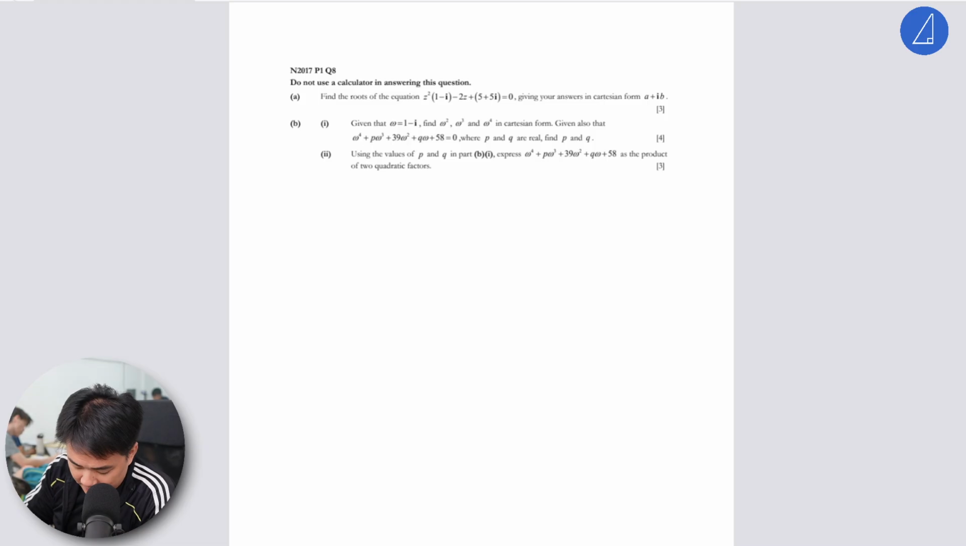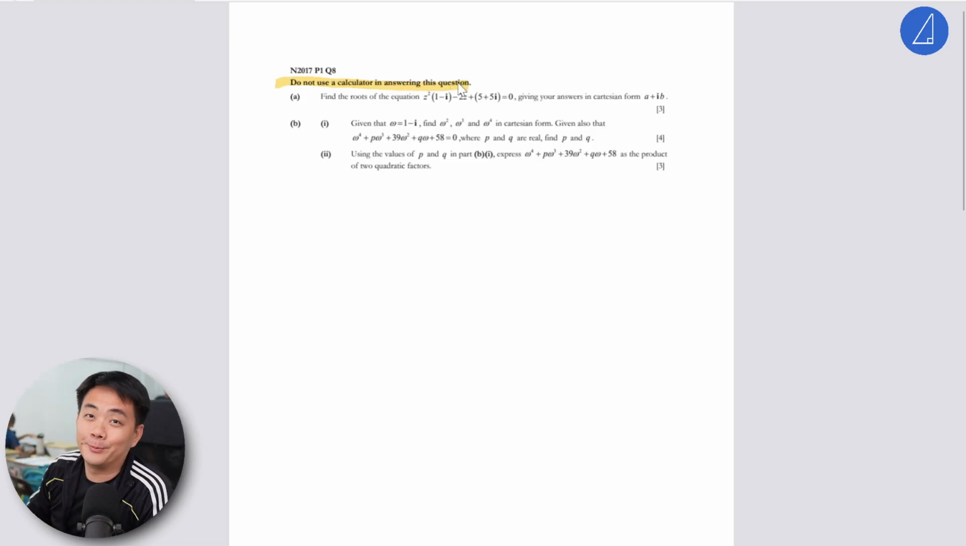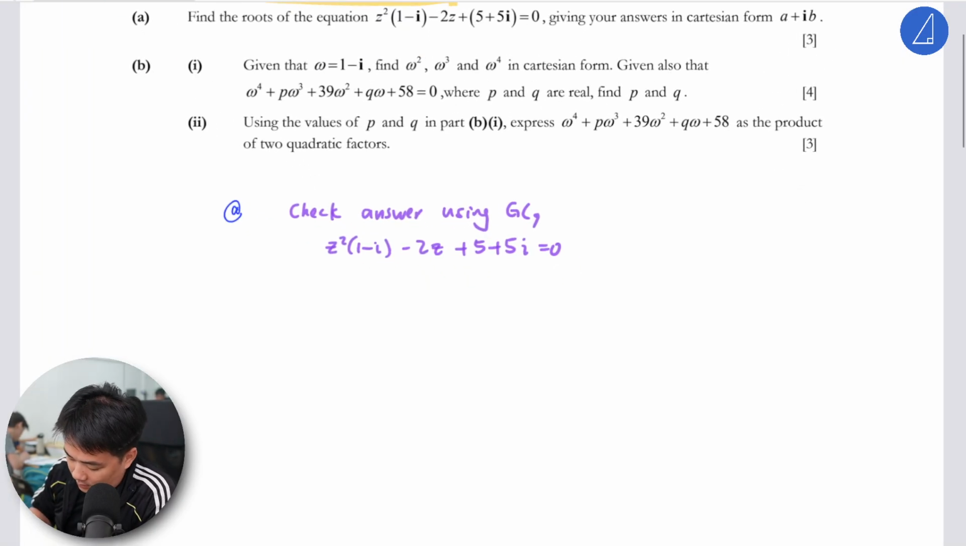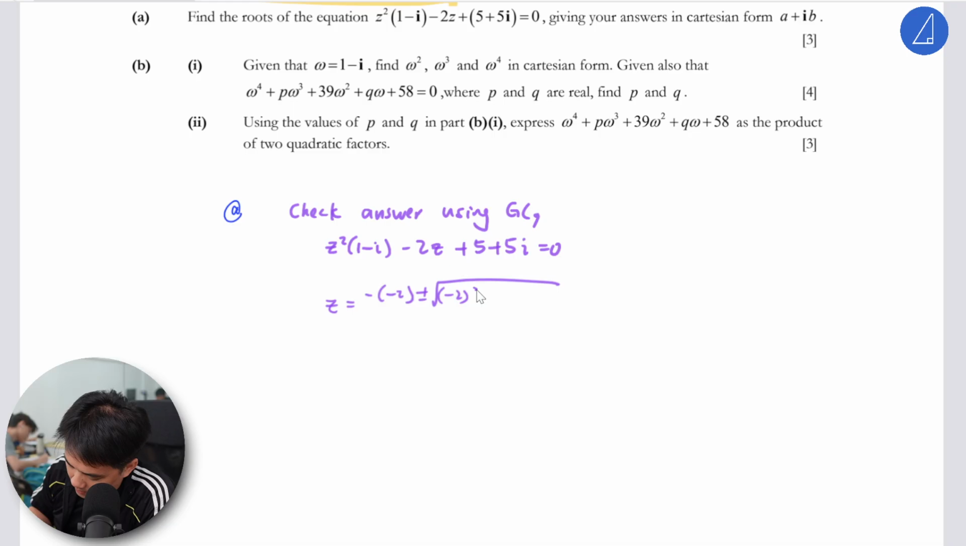Now I think the first thing to understand is, if they ask you not to use a calculator, you could actually use a calculator to check your answer first, and then you have to work towards it. The first thing is to know that this is a quadratic equation, so we could just use z equals minus b plus minus the square root of b squared minus 4ac, over 2a, which is 1 minus i.